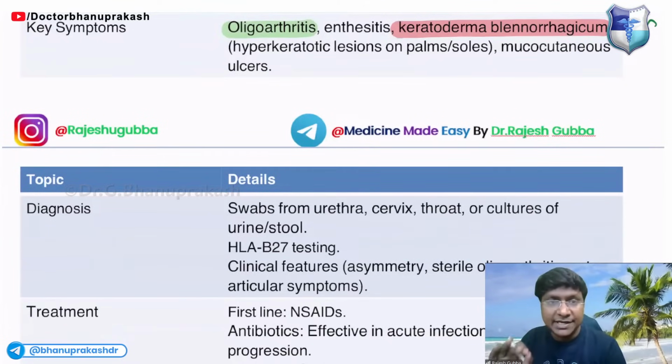Keratoderma blennorrhagica is the presence of keratotic vesicles and hyperkeratotic lesions over the palm and sole of the foot. That is called keratoderma blennorrhagica. So these are the key symptoms in case of Reiter's or reactive arthritis.